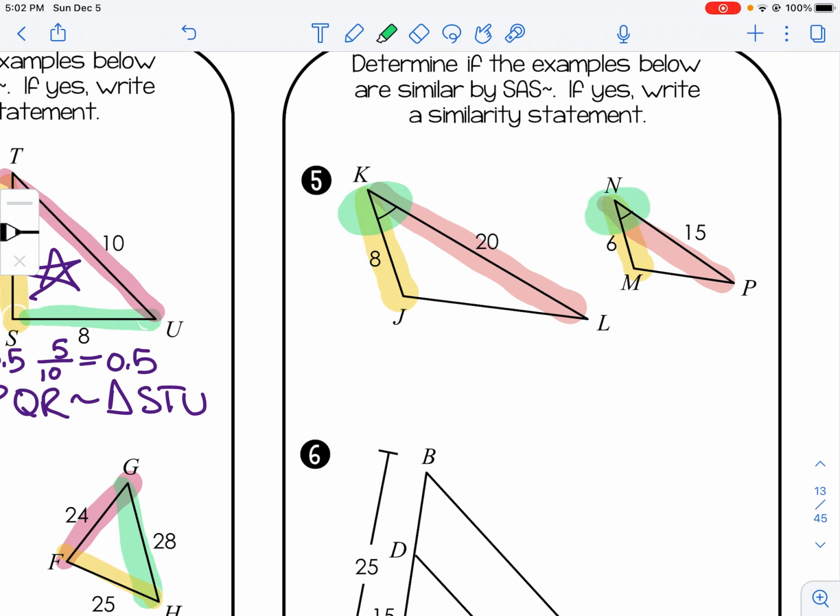Now, is this angle included? What do you guys think? Yeah, it's touching all the other angles. So we're going to start by saying angle K is congruent to angle N. That's our angle. Okay. Now we're going to take and write 8 over 6 and 20 over 15. Notice, my loves, how I'm being consistent here. And we've talked a lot about this.